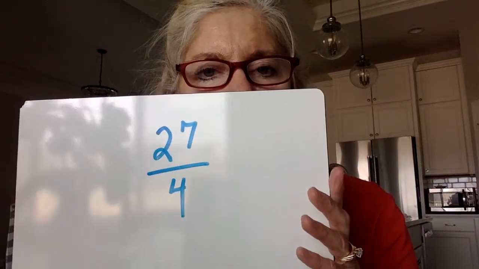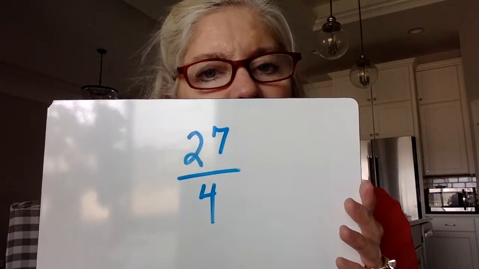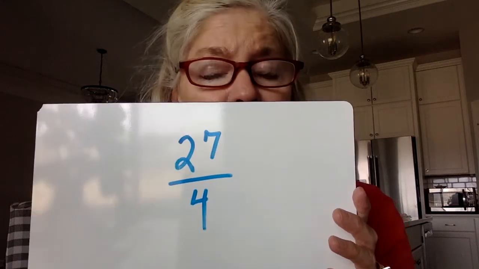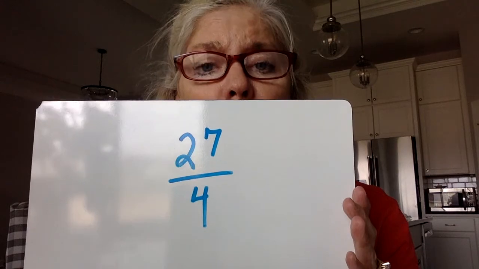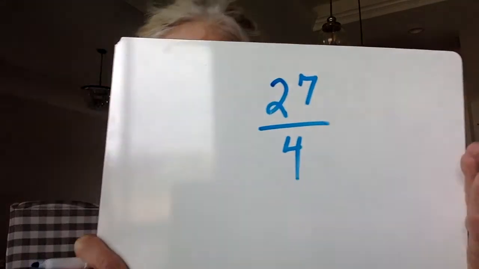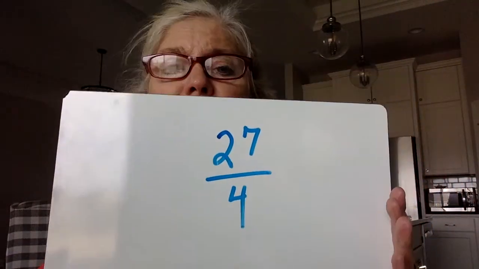Improper fraction is when the top number, the numerator, is larger than the bottom number, the denominator. So an example of that might be 27/4. Look how big that numerator is compared to the denominator. Normally when you see a fraction, a proper fraction, then the numerator is going to be smaller than the denominator. But in an improper fraction, it's reversed.